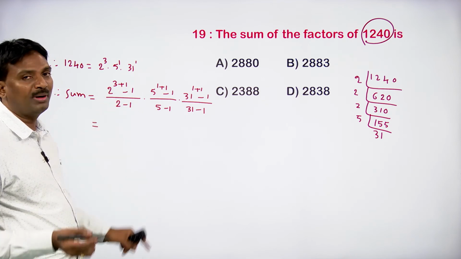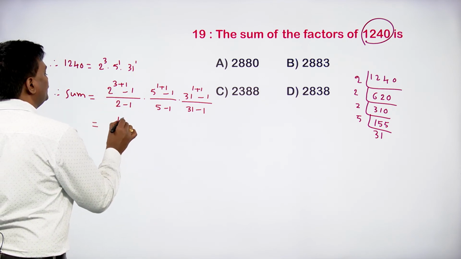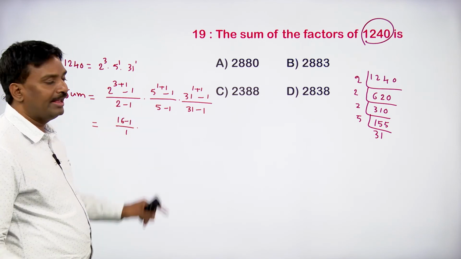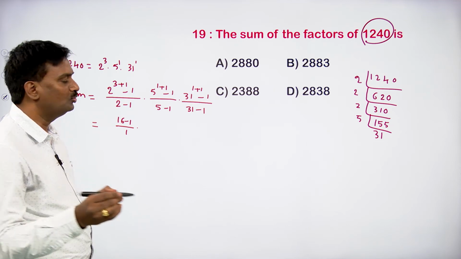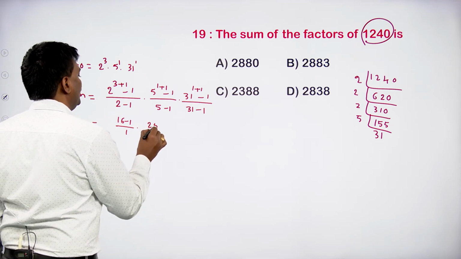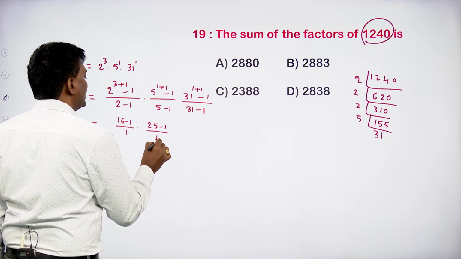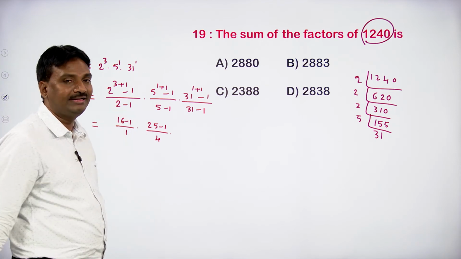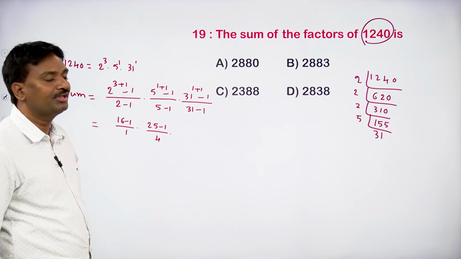So we simplify this, where 2 power 3 plus 1 is 2 power 4. 2 power 4 is 16, minus 1, by 2 minus 1 is 1. Where 5 power 1 plus 1, 1 plus 1 is 2, 5 square, 25 minus 1, by 5 minus 1 is 4. Next 31 power 1 plus 1 is 2, 31 whole square, 31 whole square minus 1.